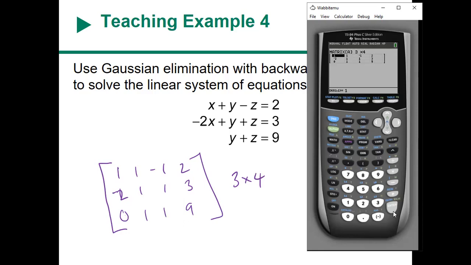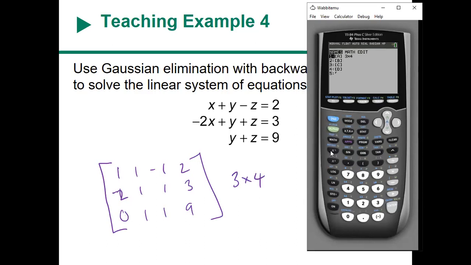All right, so now that we have our matrix in, we need to return back to our home page. Press second mode, and it takes us back to the home page. So we're exiting out of the matrix because we created it. Now we're gonna re-enter the matrix and we're gonna perform some math.